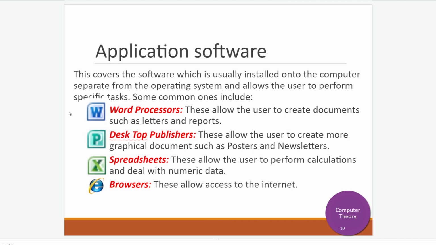This covers the software which is usually installed onto a computer, separate from the operating system, and allows us to perform specific tasks. So we've got word processors. These allow us, the user, to create documents such as letters and reports. Desktop publishers let us create graphical documents such as posters, newsletters, leaflets, that sort of thing.